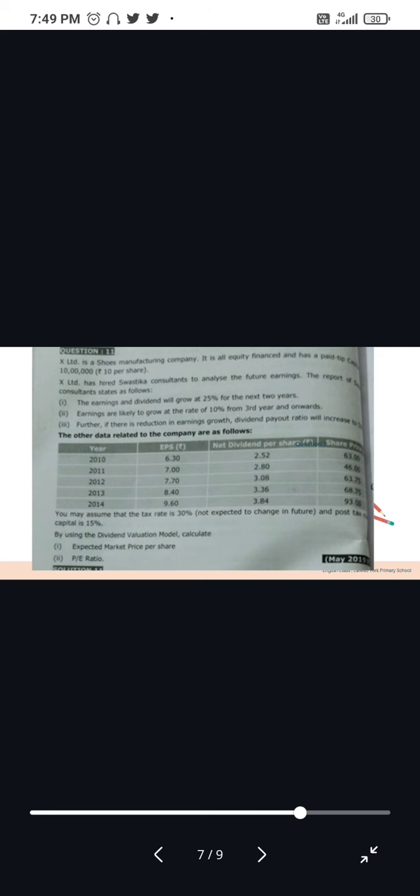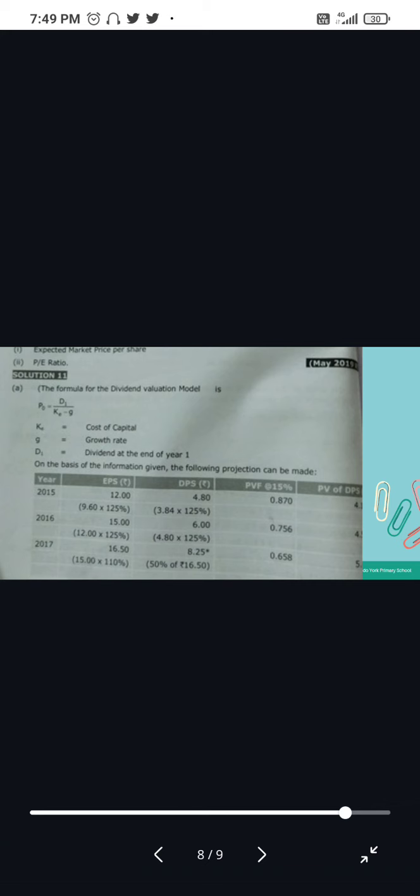Here we can use the formula D1 divided by KE minus growth rate when dividend is constant. But for the first 2 years dividend is not constant, so we discount the dividend for the first 2 years, and later by using the formula we find the market price at 2 years, and discount that market price to the present. The formula for the dividend valuation model is D1 divided by K minus growth rate.